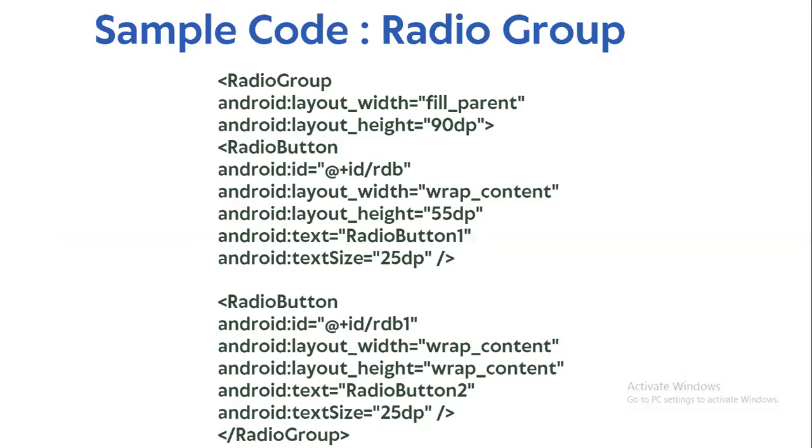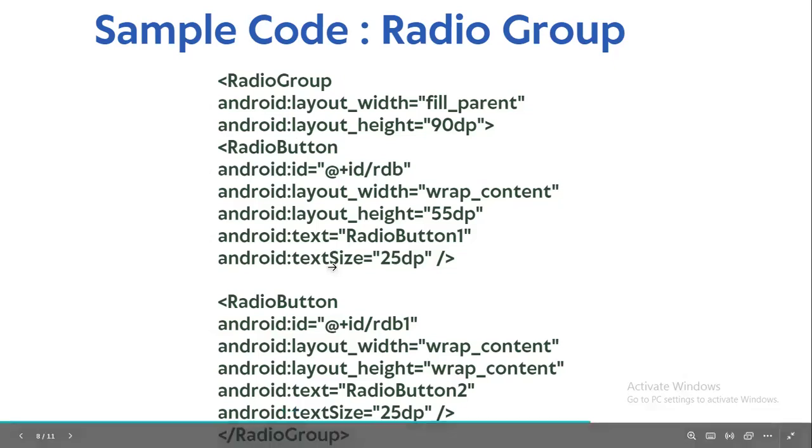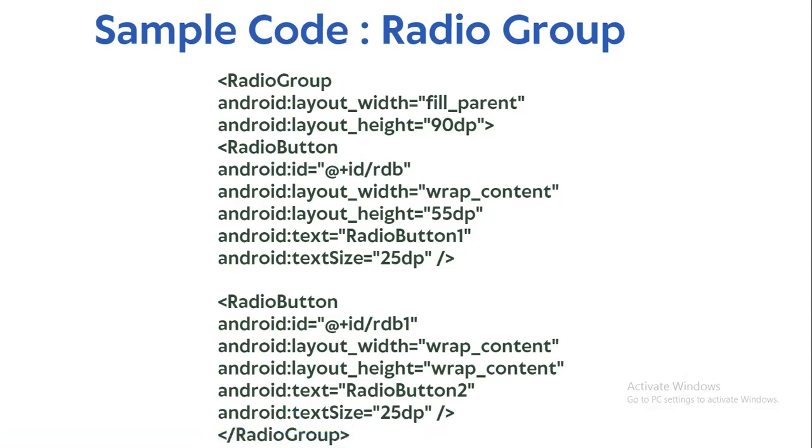This is the sample code that you can see over here. If you want to use radio group, then you can drag and drop, or you can add this radio group XML element in your XML file, and under this radio group you can add multiple radio buttons. As you can see over here, this is the radio group, and under it we have taken 2 radio buttons, and after that at last we have closed our radio group. So this is how you can use radio group in your project.